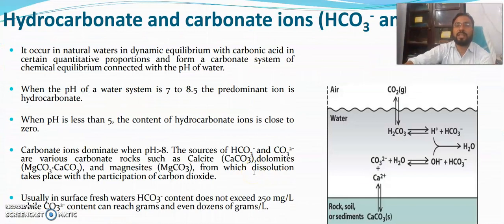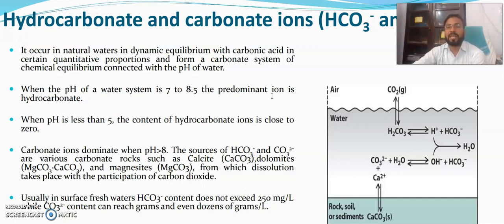Now hydrocarbonates and carbonates. Bicarbonate, carbonate or hydrocarbonate occurs in natural water in dynamic equilibrium with carbonic acid in certain quantitative proportion and forms a carbonate system of chemical equilibrium connected with the pH of water. When the pH of the water system is 7 to 8.5, the predominant ion is hydrocarbonate. When the pH is less than 5, the content of hydrocarbonate ions is close to zero. Carbonate ion dominates when pH is greater than 8.